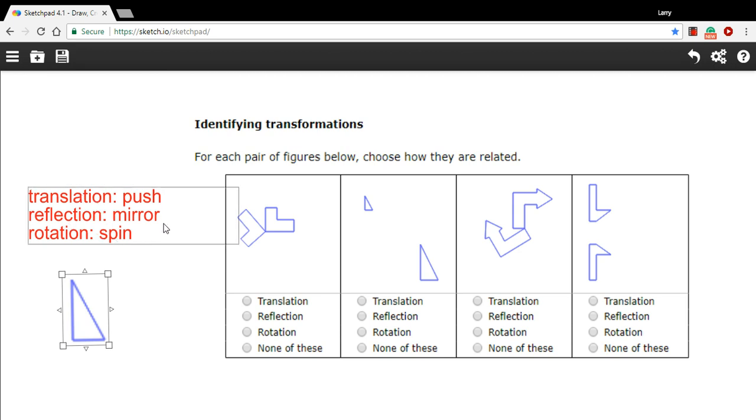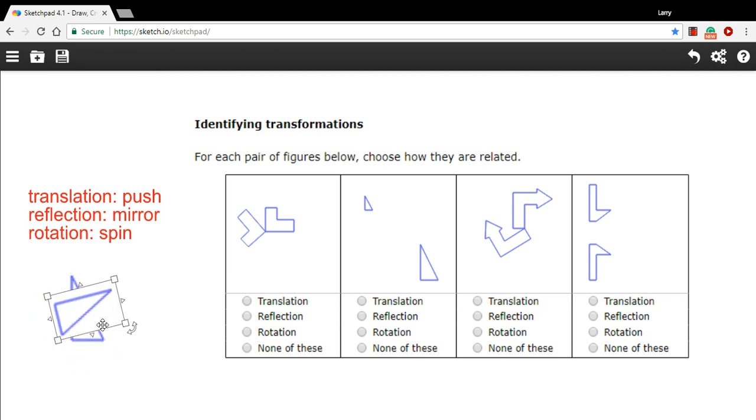A reflection is when you make a mirror image. You could reflect it left and right. You could reflect it up and down. But there's going to be some line that you could draw. And on either side of the line, you're going to see a mirror image of the figure. So that's a reflection. And then finally, there's a rotation, and a rotation is when you spin the shape.